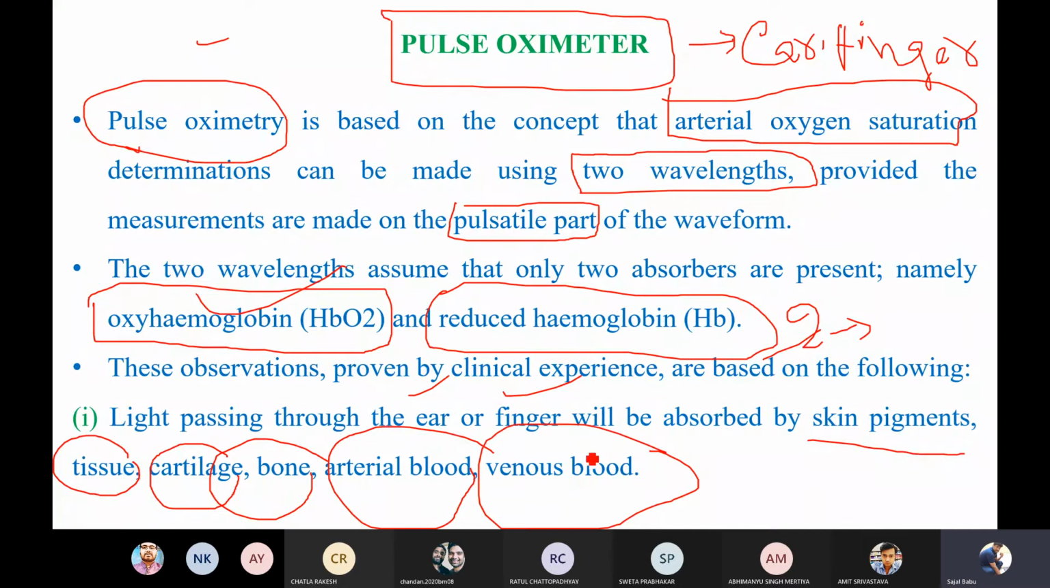Venous blood. All are going to absorb the light. Okay, but as I have said here, only two observers will be present. One will be oxyhemoglobin and the other will be reduced hemoglobin. And these two will be present in my arterial blood, right?